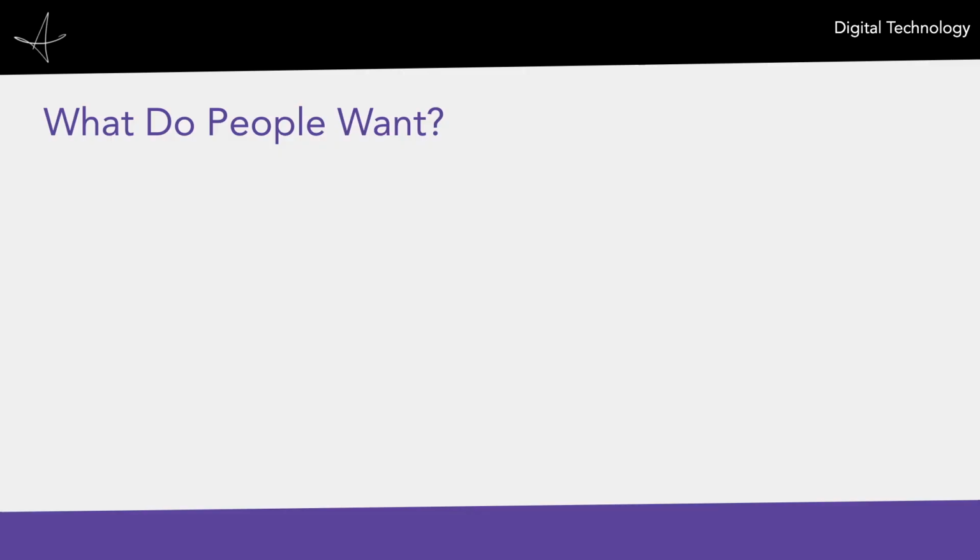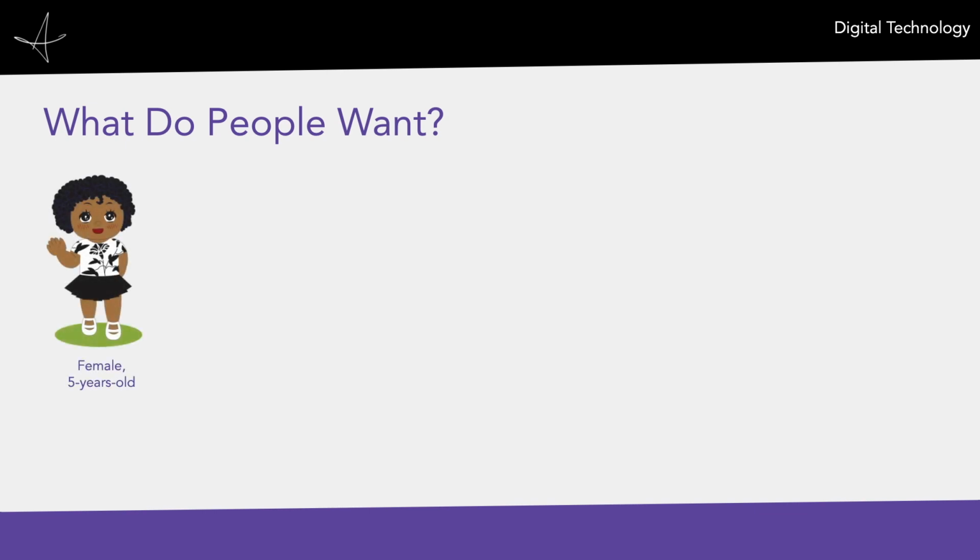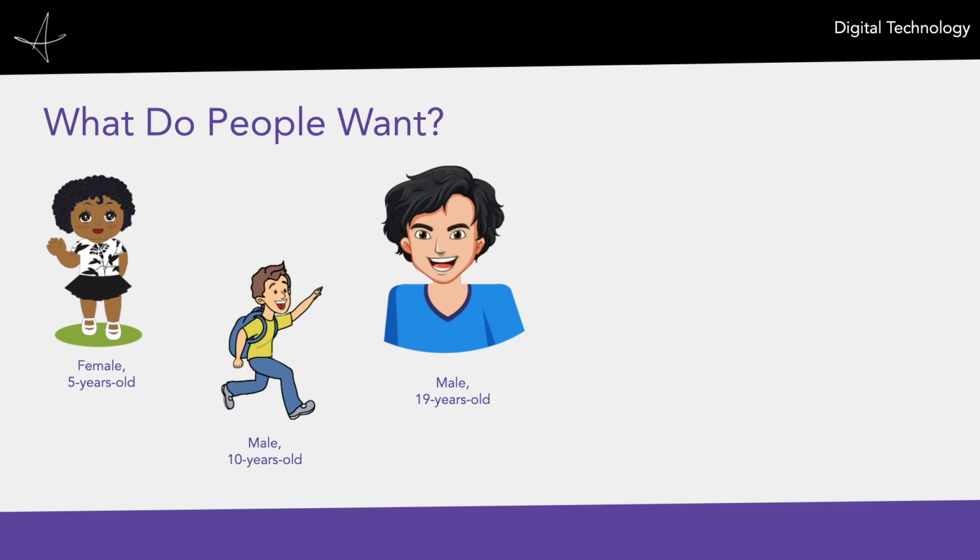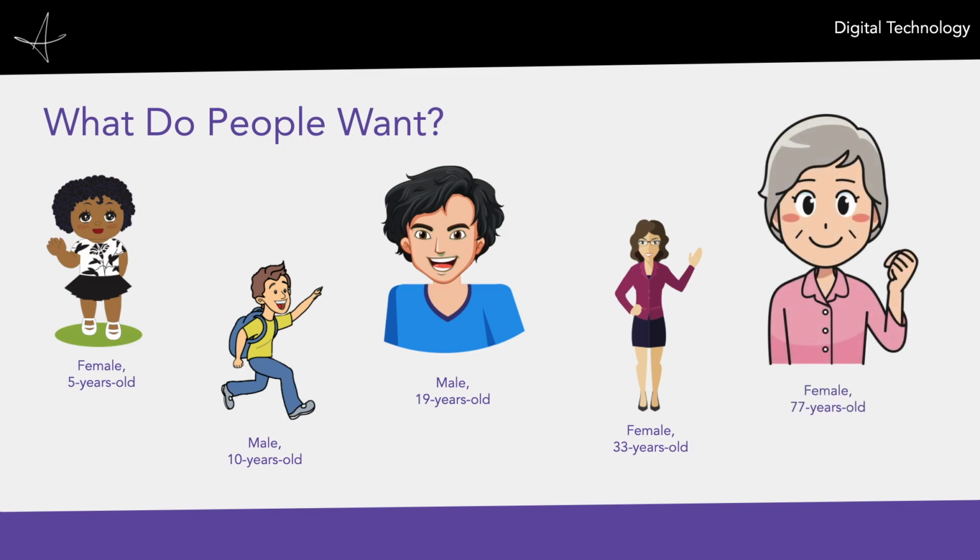So what people will want is going to change depending on who they are and their circumstances. For example, you've got a female that's 5 years old. Her needs are going to be very different from a male that's 10 years old, and then his needs are going to be different from a male who's 19 years old. A female that's 33 years old will not have the same needs and wants as the three people that I've already mentioned. And somebody that's 77 years old and is in their elderly age will have very different needs to a female that's 5 years old.